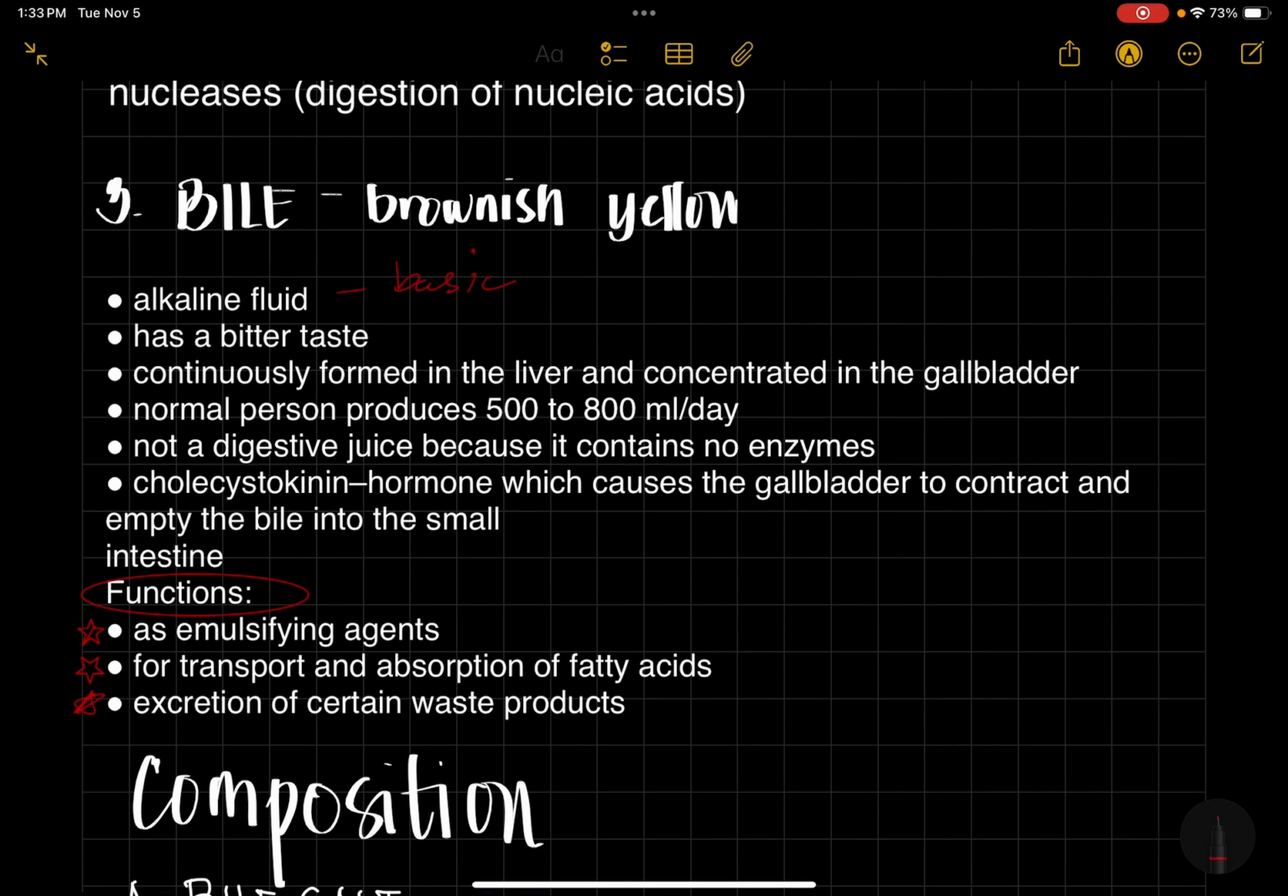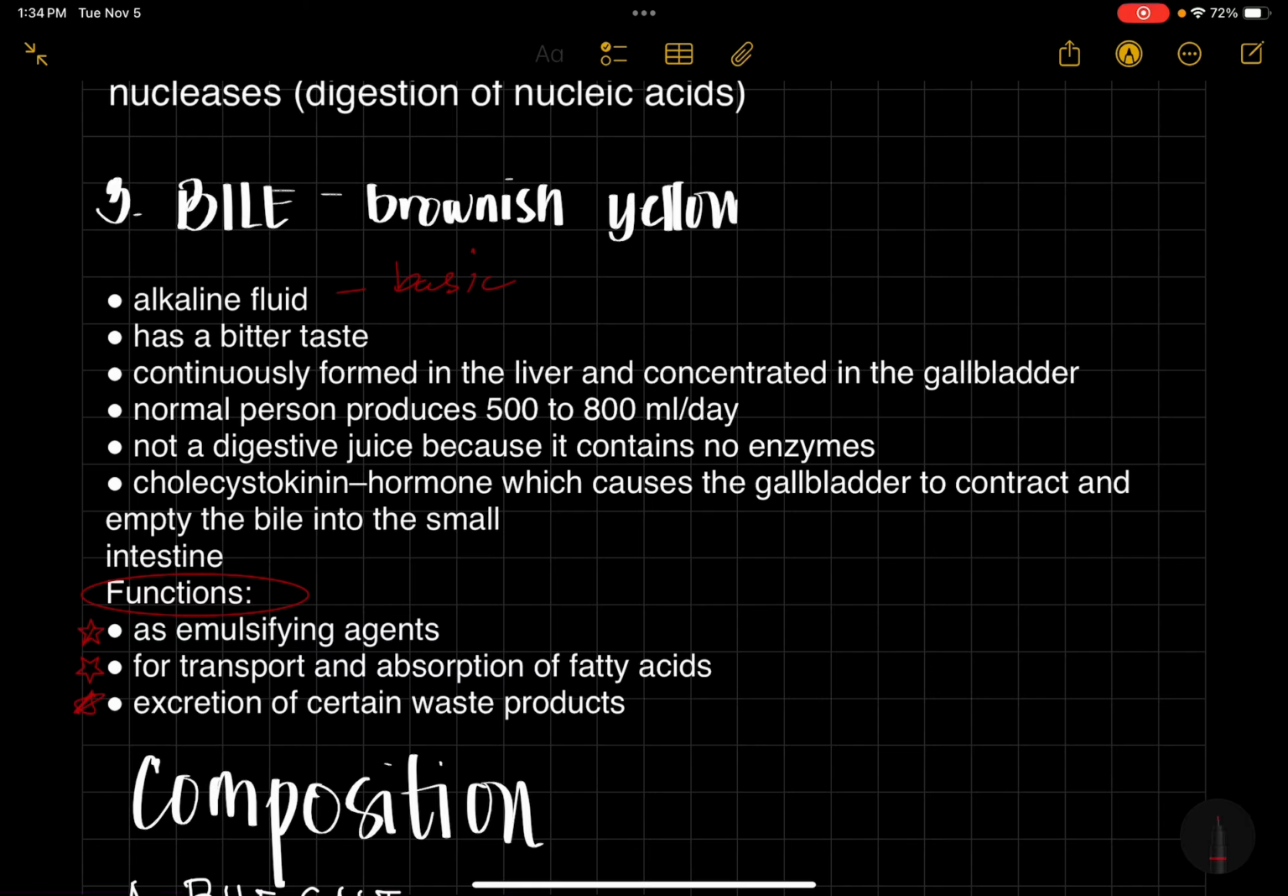Plus, when you're having a lot of acidity, tapos nagsuka ka, and you taste na daw may pagka-bitter ang inyong suka, that is your bile. It is alkaline fluid, no? It has a bitter taste. So, kung nagsuka ka sobra, for example, nag-inom ka, nag-party ka, nag-go ka sa bar, and then pagka later on, nagsuka ka, most probably that yellowish brown or brownish yellow that you see in the sink is your bile, continuously formed in the liver and concentrated in the gallbladder. Normal person produces 500 to 800 ml a day.